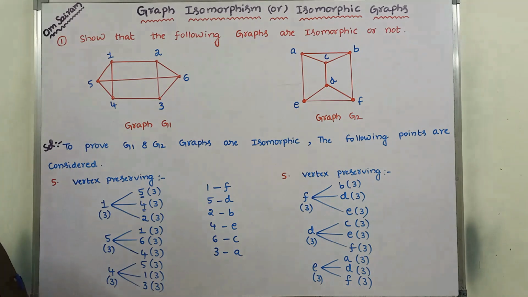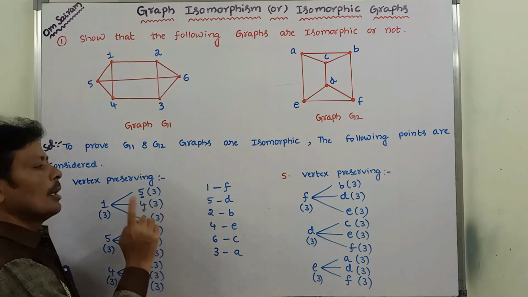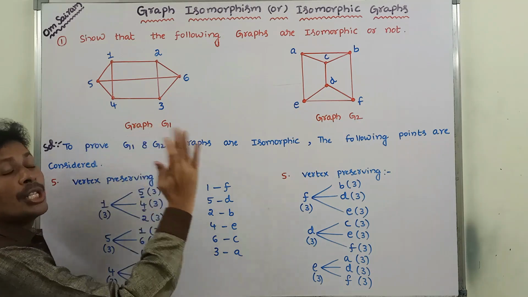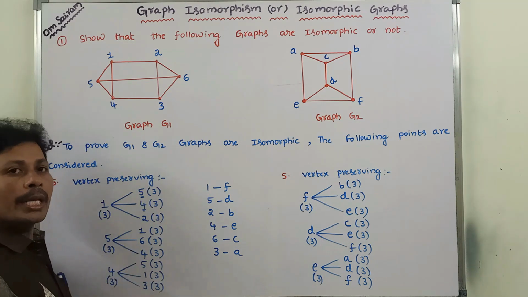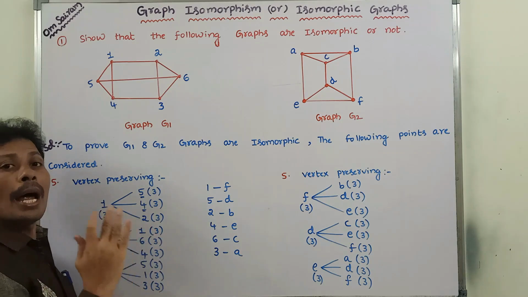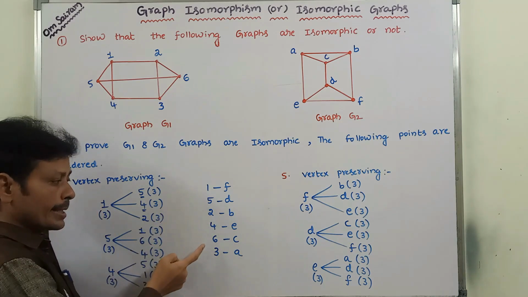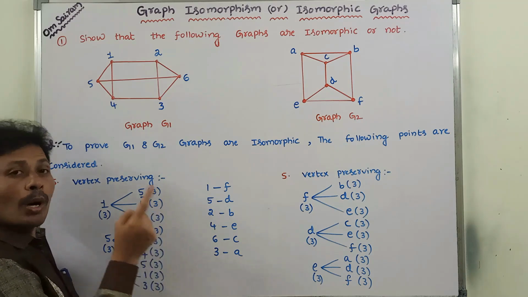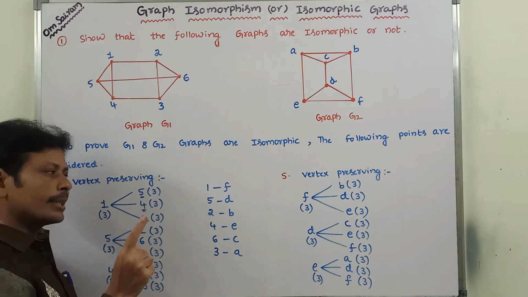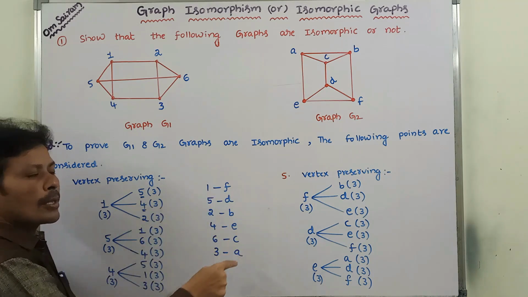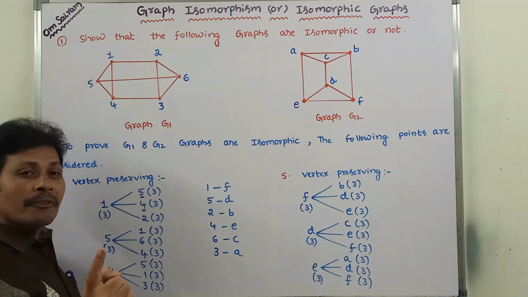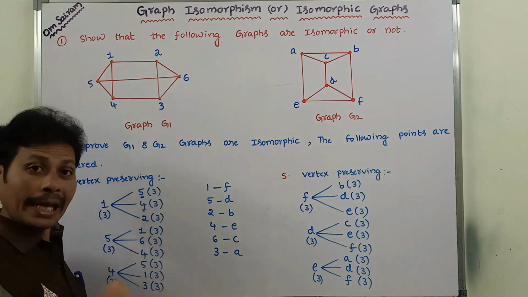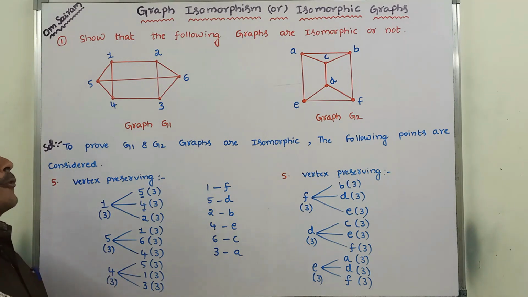Once we are finding out the one-to-one vertex preserving between G1 and G2, then we can go for the 6th step, edge preserving, to check whether this one-to-one correspondence is correct or not. Once the edge preserving is correct, then the 5th step is also correct. Once edge preserving is not correct, then we have to correct that 5th step again. Now we can go for edge preserving.